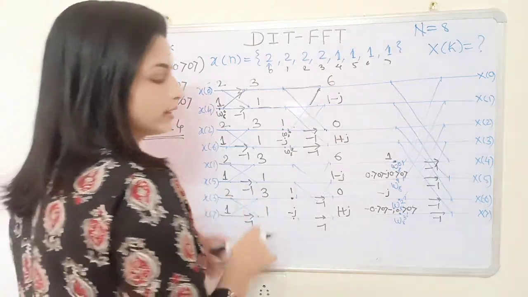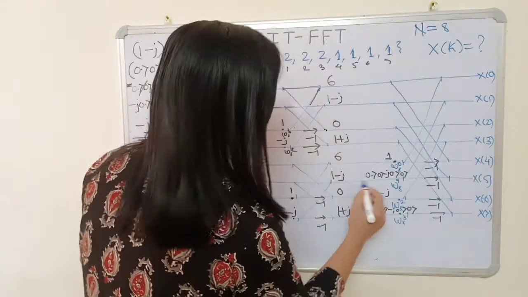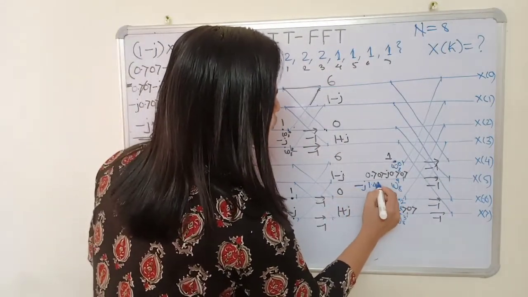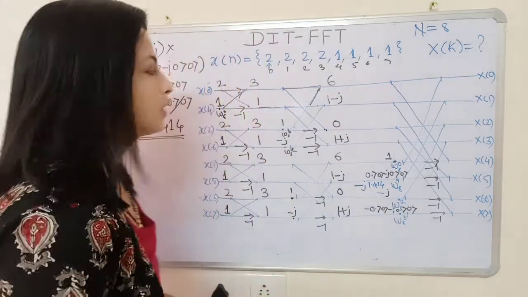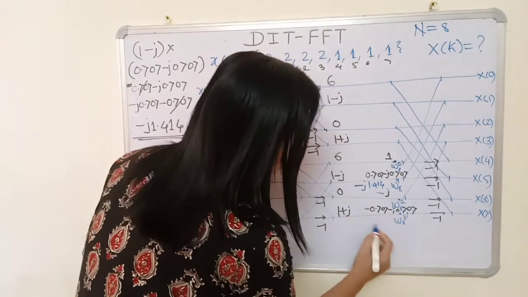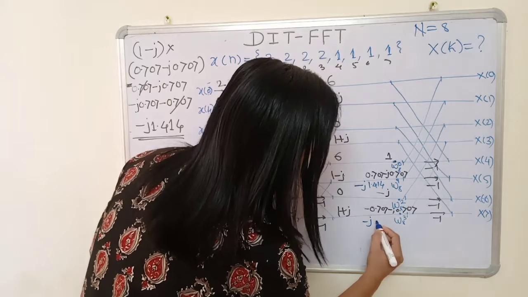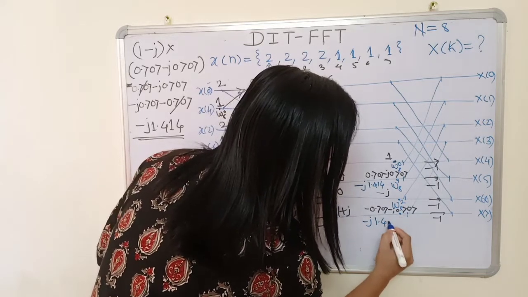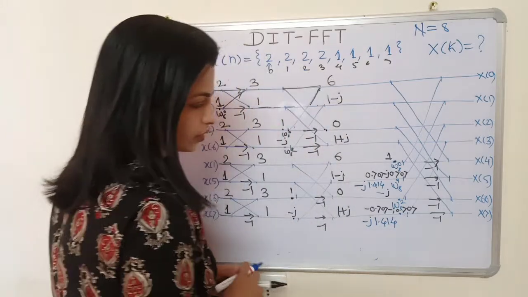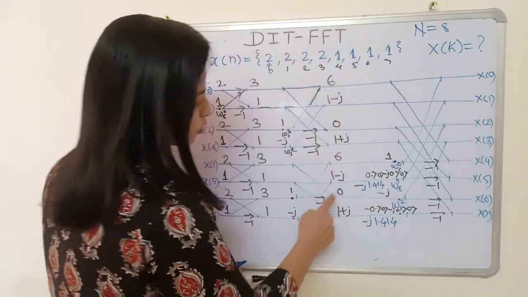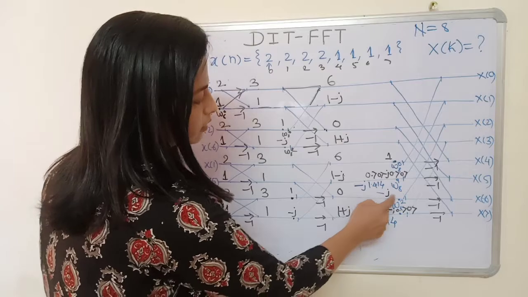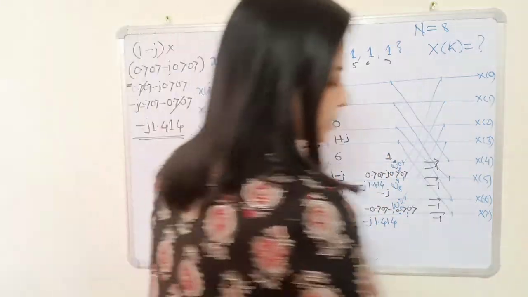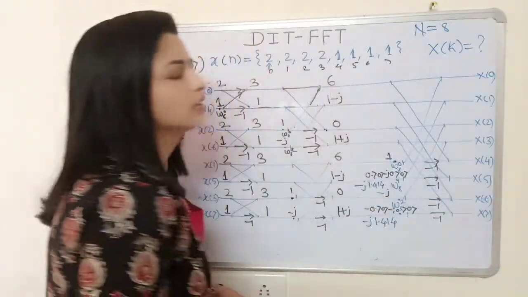So I'll write it here. This is minus j 1.414. Okay, now this answer is also the same. I have calculated it, but I suggest you to calculate this again and please check. Now at this point, 0 into minus j will be 0. 6 into 1 will be equal to 6. So I'm not writing it. So now we'll calculate the final answers.